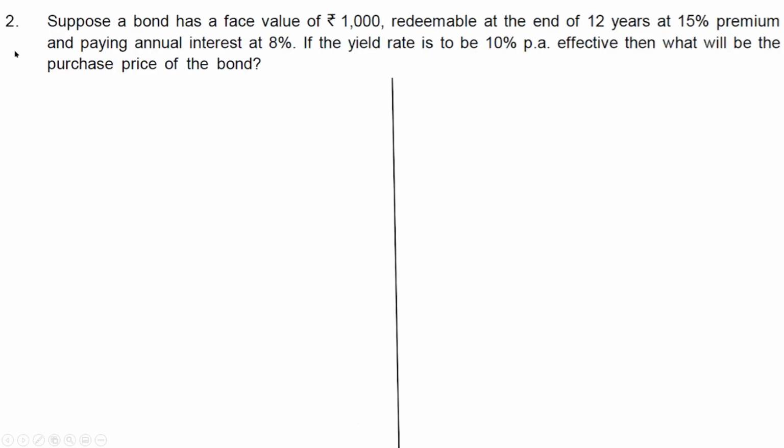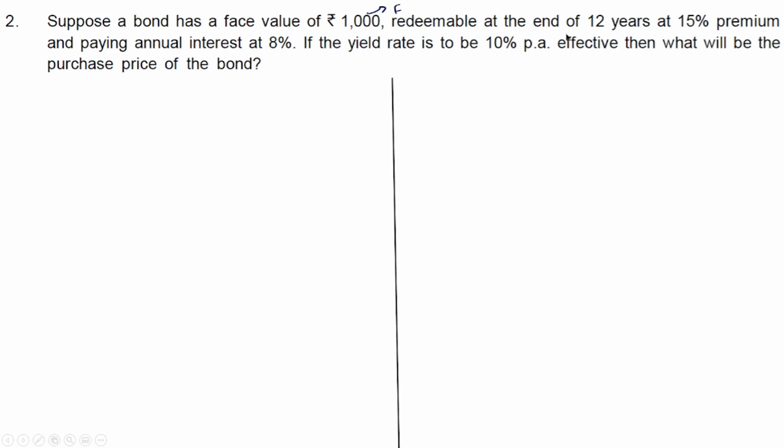Moving on to the next question. Suppose a bond has a face value of rupees 1000 redeemable at the end of 12 years at 15% premium and paying annual interest rate at 8%. If the yield rate is to be 10% per annum effective, then what will be the purchase price of the bond?